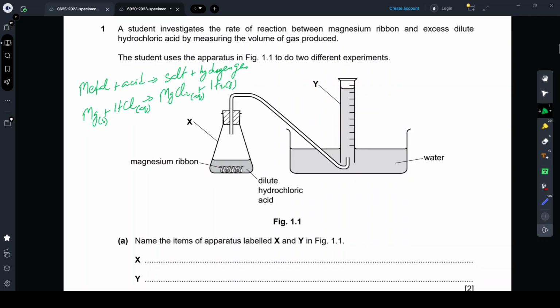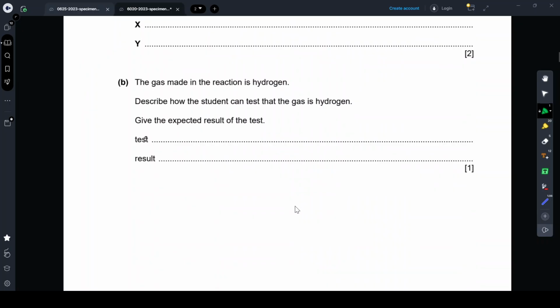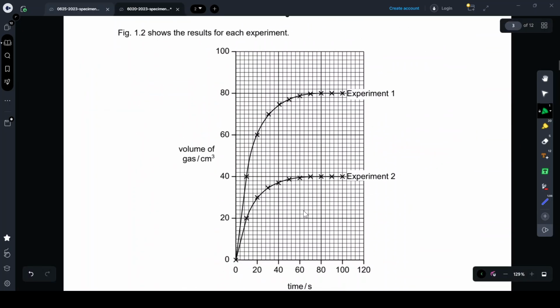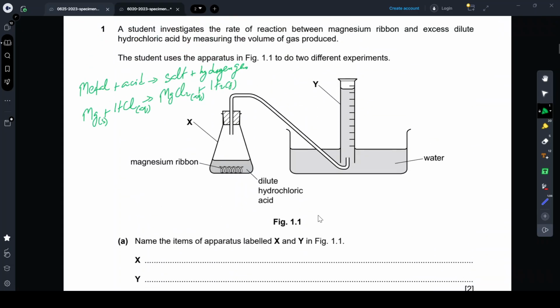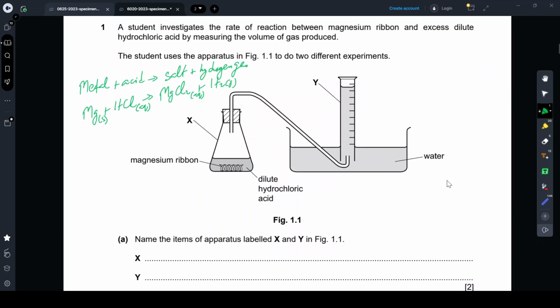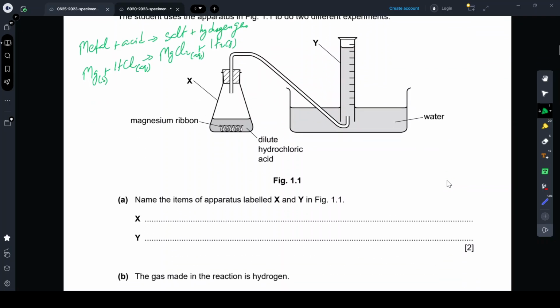I don't know whether they've asked you for the equation later on. It doesn't seem to be, but for your own good, write it down, so you know what's happening. It will help your memory, it will help your understanding. So, first of all, they're asking about apparatus. What is apparatus X and Y? X is the conical flask.